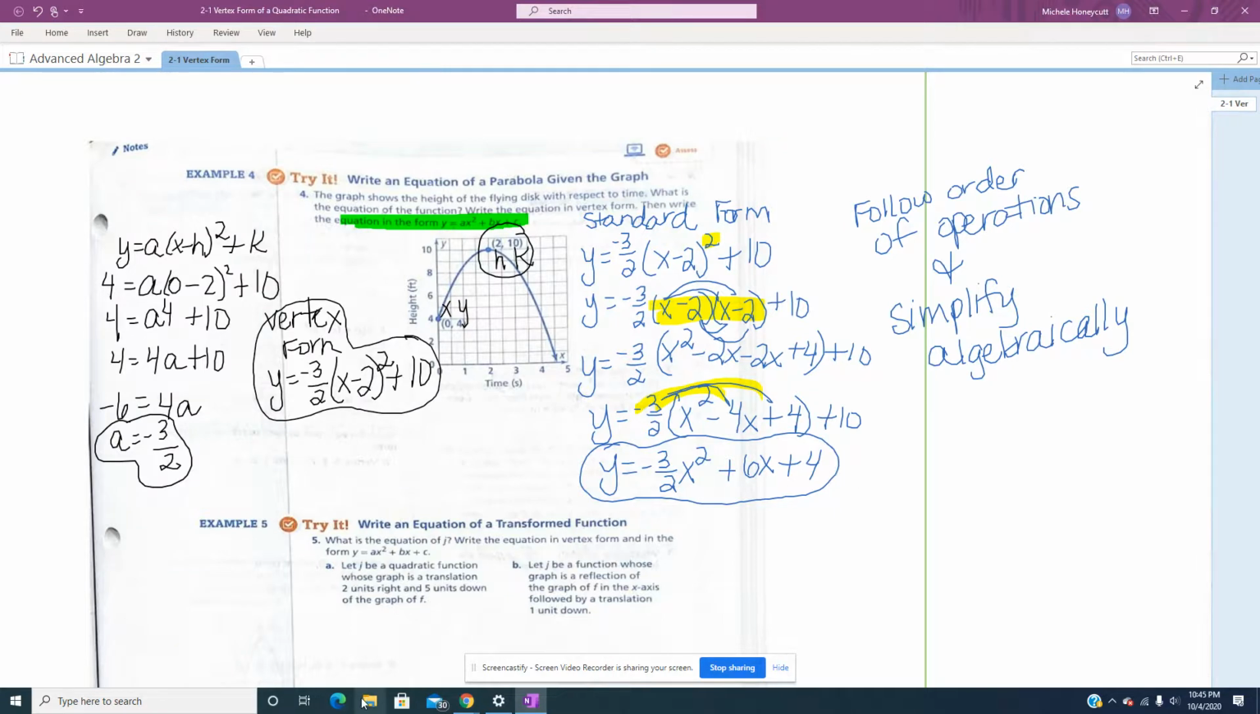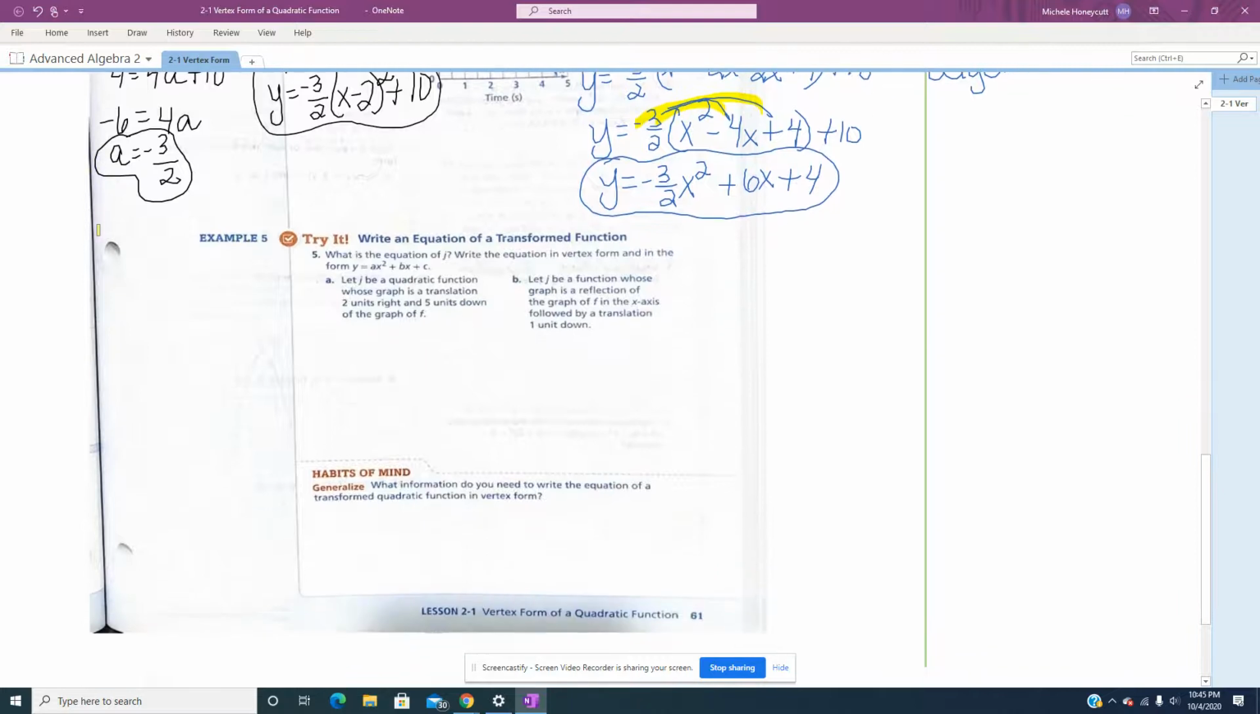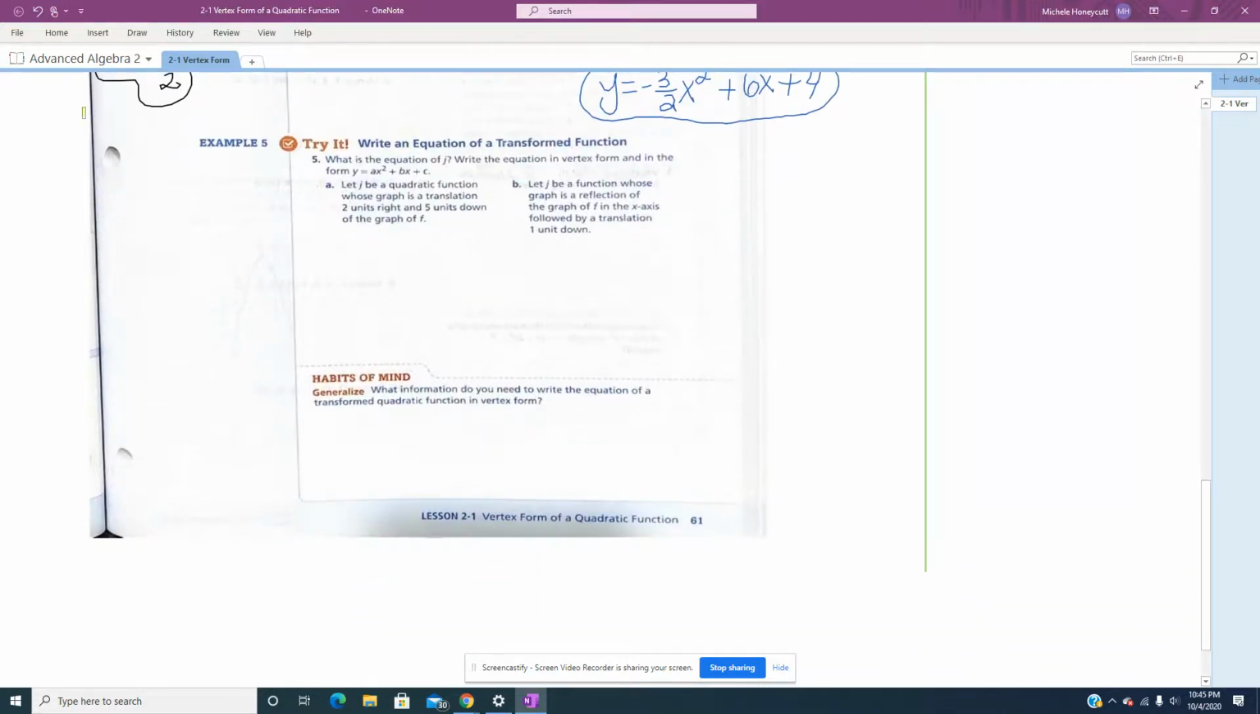All right, then example 5. I think we're only going to do one of the problems in example 5. Let's do example 5a. Example 5a says, what is the equation of J? Write the equation in vertex form. Again, we're going to transfer vertex to standard form, and we're only going to do part A because I think we're going to run out of room. So J is a quadratic function whose graph is a translation 2 units to the right and 5 units down.